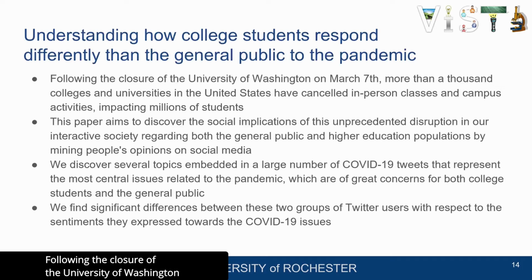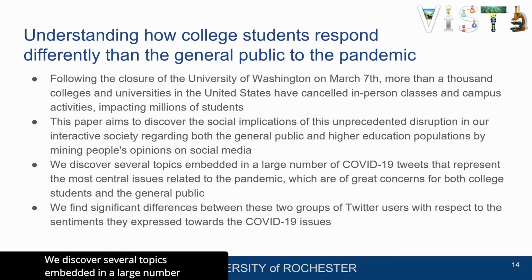Following the closure of the University of Washington on March 7th, more than 1,000 colleges and universities in the United States have canceled in-person classes and campus activities, impacting millions of students. This paper aims to discover the social implications of this unprecedented disruption in our interactive society, regarding both the general public and the higher education populations, by mining people's opinions on social media.